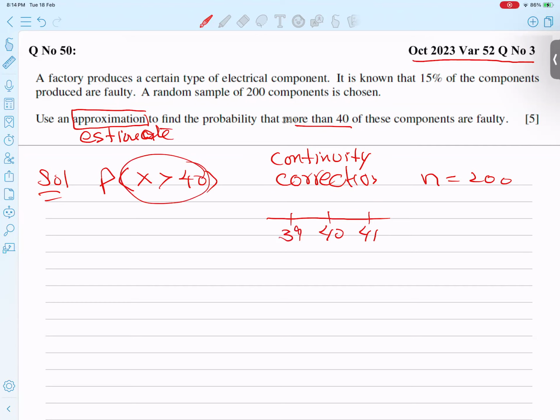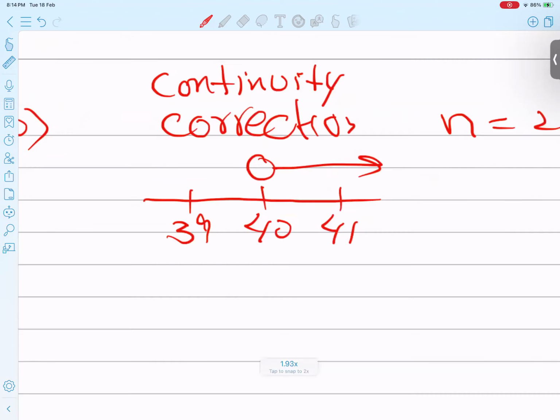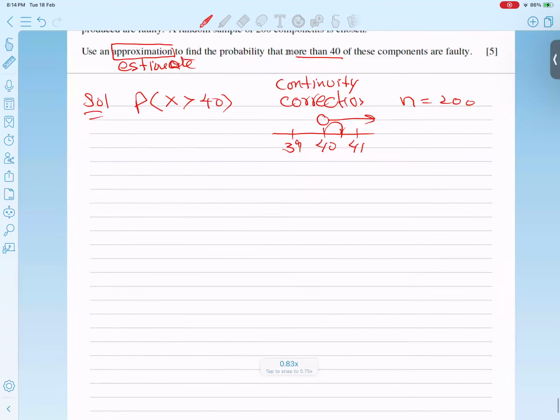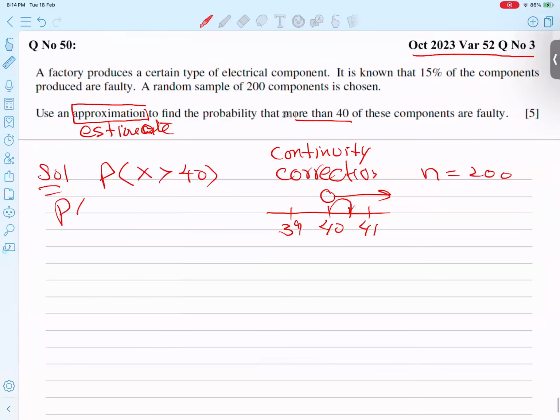How to read this one? X is more than 40. So more than 40 means from here onwards. And we always move 0.5 backward or forward, but here, because we have to follow the arrow, it is 0.5. So it becomes 40.5. I'm writing here 40.5, and we write X is more than 40.5.